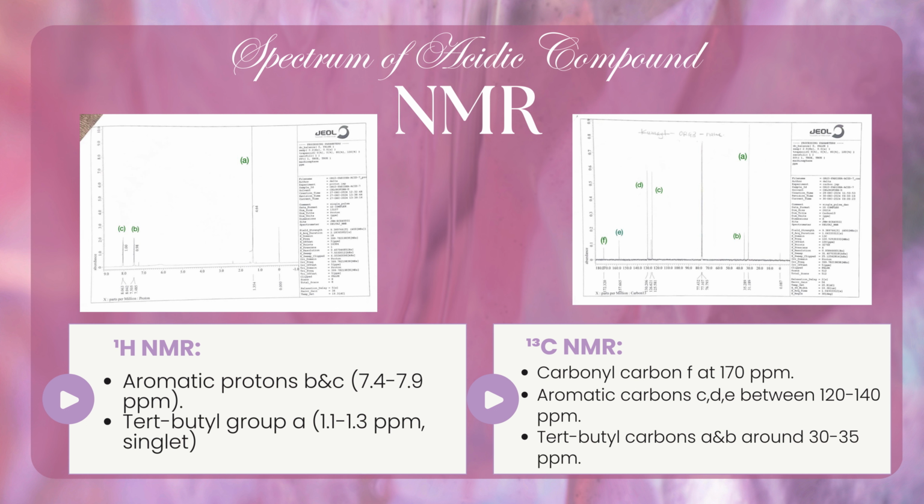The peaks that I saw at around 7.4 to 7.9 ppm were due to the aromatic protons on the benzene ring. And these protons appear as a multiplet, which is typical for an aromatic system. And the singlet at 1.1 to 1.3 ppm corresponded to the tert-butyl group, which was attached to the aromatic ring. In the carbon-13 NMR spectrum, the carbonyl carbon of the carboxyl group appears at 170 ppm, a clear indicator of its presence, and the aromatic carbons were found at 120 to 140 ppm, and carbon atoms of the tert-butyl group appear at 30 to 35 ppm. And all of these data confirm that the structure of my unknown acid is 4-tert-butyl benzoic acid.